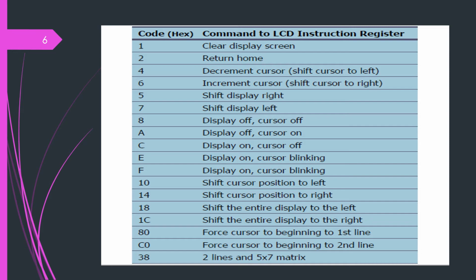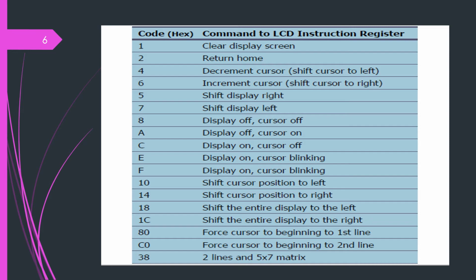Code 3 is not used. Code 4 is decrement cursor, shift cursor to left. Code 6 is increment cursor, shift cursor to right. Code 5 is shift display right. Code 7 is shift display left. Code 8 is display off cursor off. Code A is display off cursor on. Then code C is display on cursor off. Code E is display on cursor blinking. Code F is display on cursor blinking.